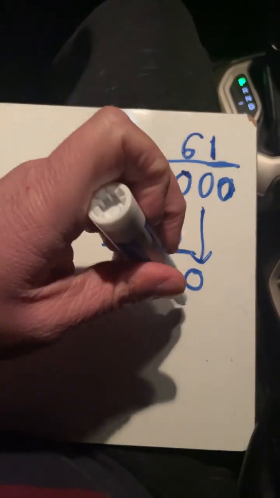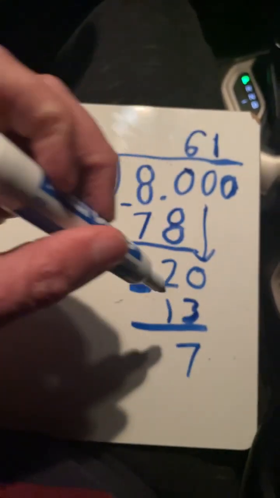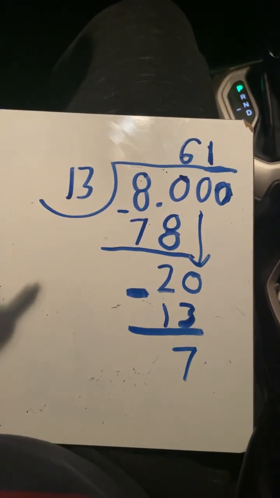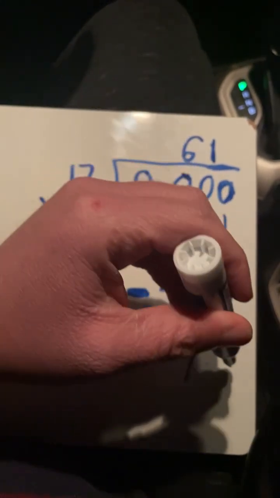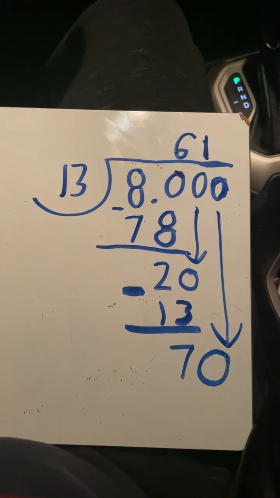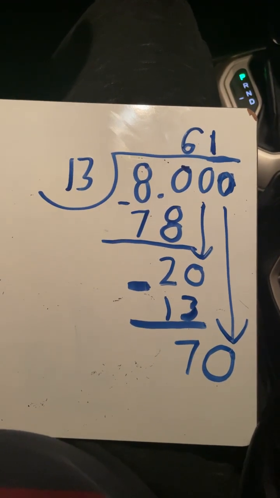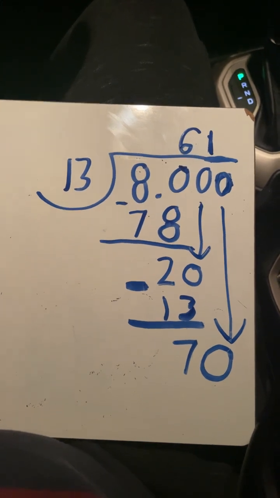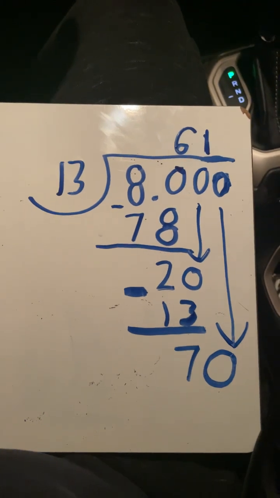13 is the closest I could get to 20 without going over 20. So 20 minus 13 equals 7. Now I'm going to bring down the 0. So now I got to figure out how many times 13 goes into 70. How many groups of 13 go into 70?